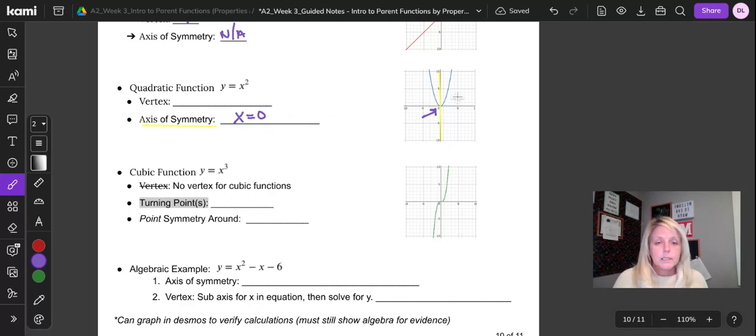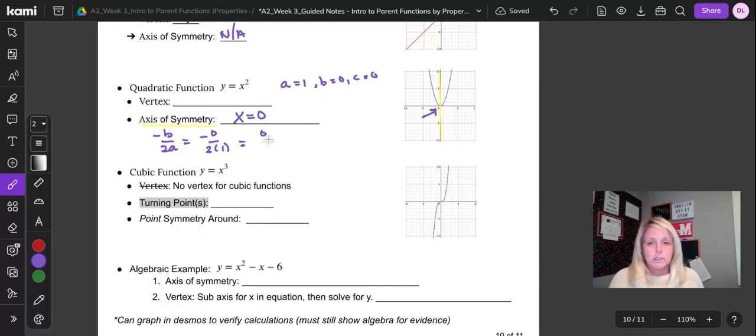Now, this is our parent function. We have y equals x squared. We could have used the equation for this. This means that my a is a 1, my b is 0, and my c is 0. So if I'm going to use the negative b over 2a, that is negative 0 over 2 times 1, which is 0 over 2, which equals 0, which gives me the equation x equals 0 for my axis of symmetry.